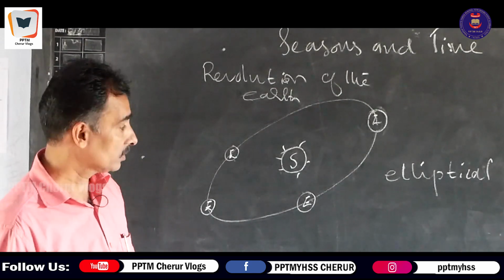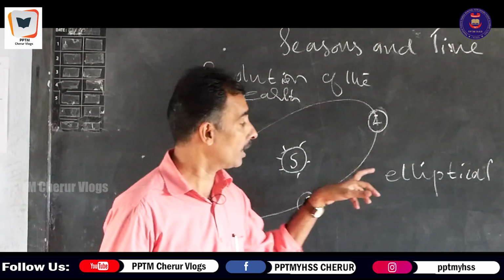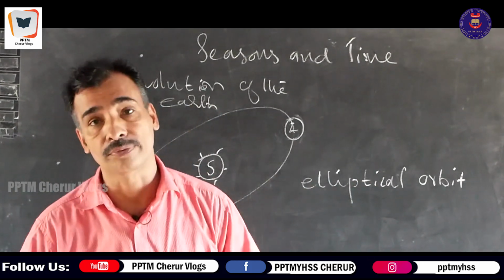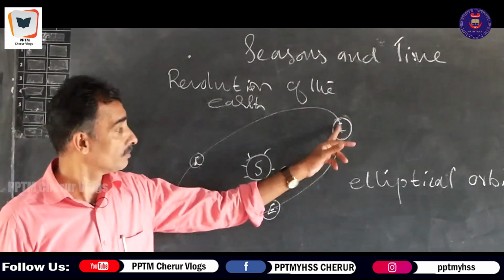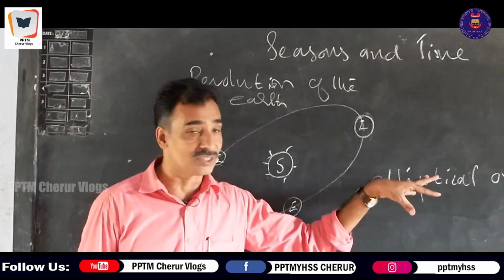Regarding revolution, one point is very important. I told you the revolution of the earth is in an elliptical orbit. The word elliptical particularly is very significant. You can see it on the board. The route of the earth, when it revolves around the sun, takes an elliptical shape.